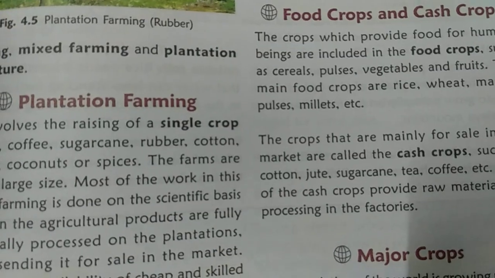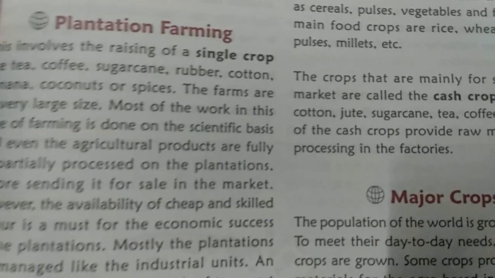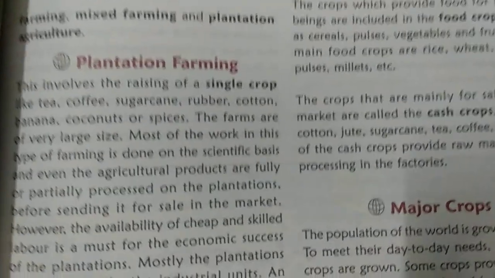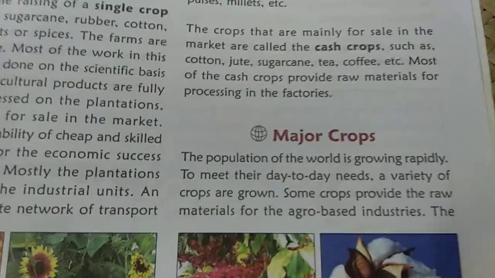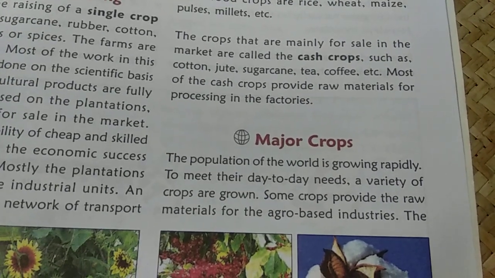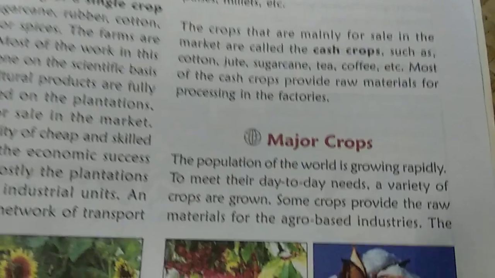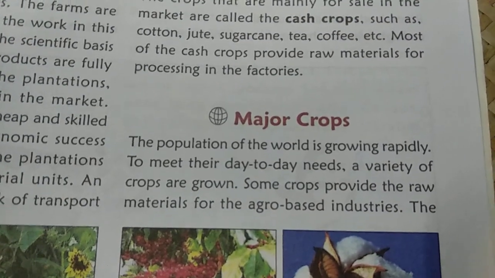Most of the cash crops produced are raw materials, and after processing in the factory they can be used. Major crops. The population of the world has grown rapidly. To meet day-to-day needs, a variety of crops are grown. Some crops provide the raw material for agro-based industries.